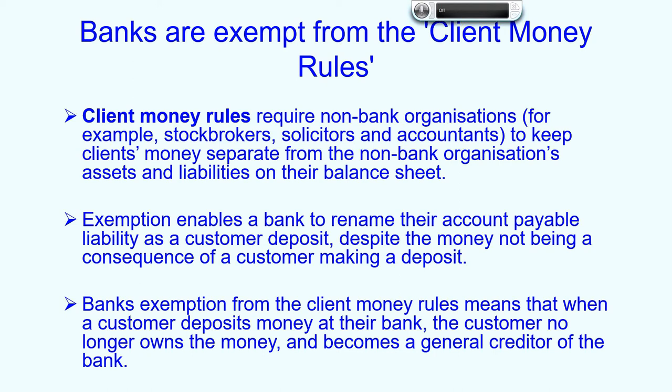The same is true of a stockbroker. If you sell shares, the stockbroker will receive money from the purchaser of those shares, and will keep that money in a client account until it is received by you. And again, that means that if the stockbroker failed, if they went bankrupt, then the client accounts are separate from the stockbroker's own bank accounts, and so you would receive your money from the share sale despite the stockbroker going bankrupt. So that's an important protection for customers that deal with non-bank organisations. The client money rules require clients' money to be kept separate from the organisation that's receiving the money.